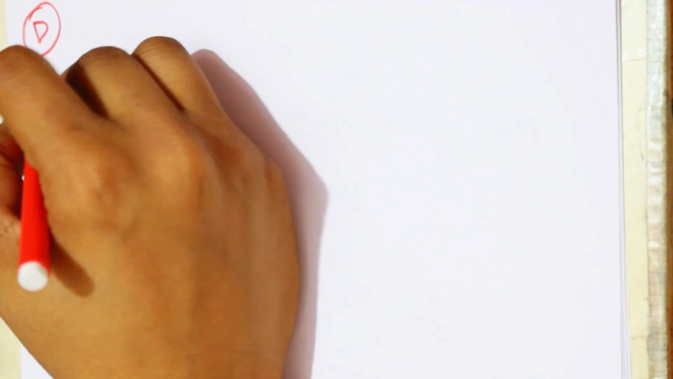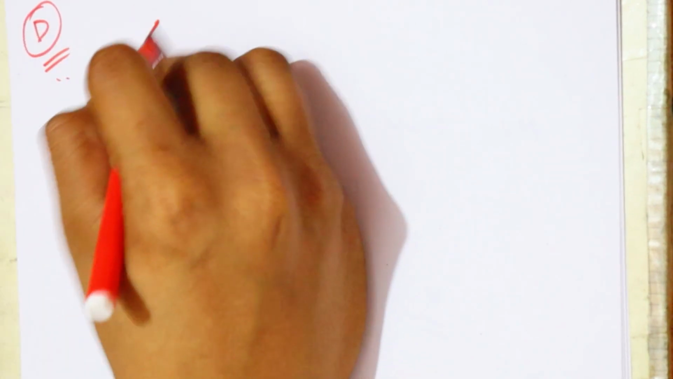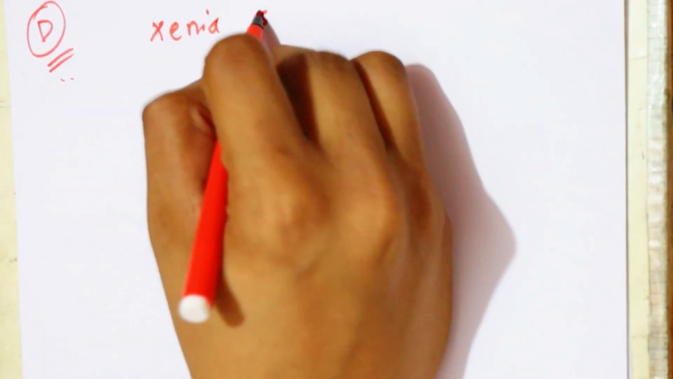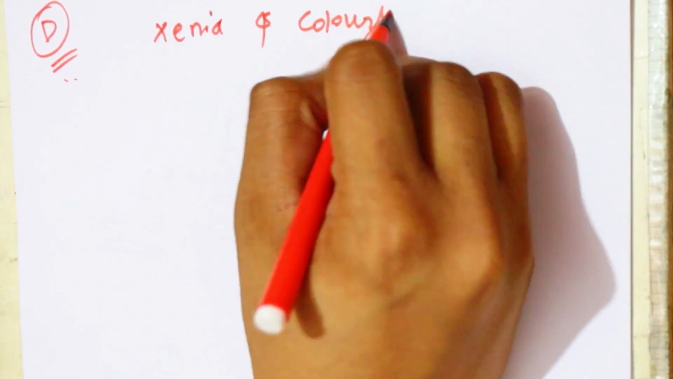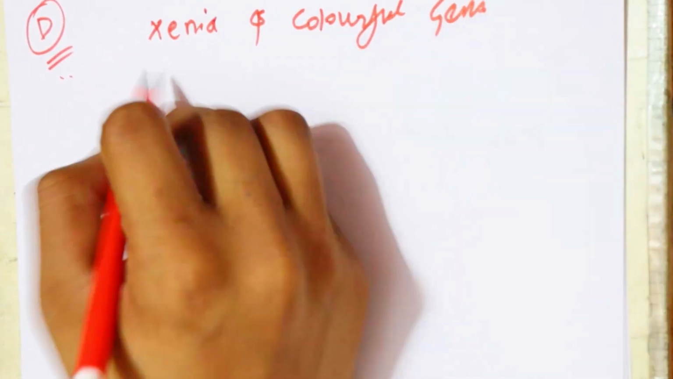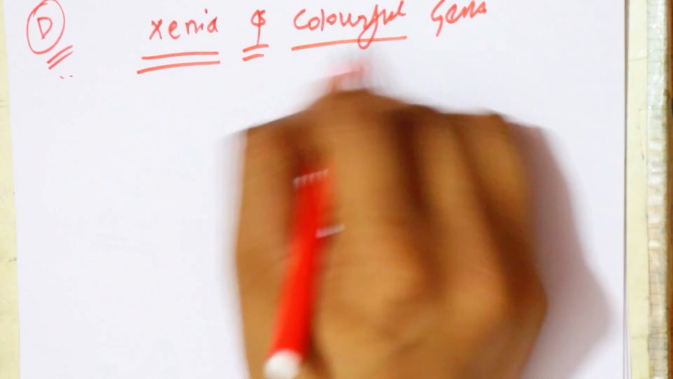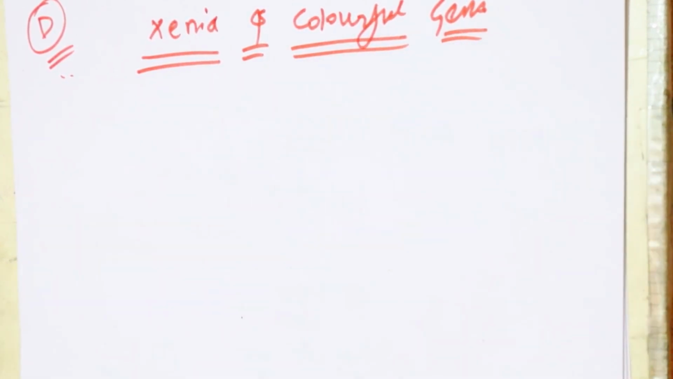In this video we are solving problem D, Xenia and Colorful Gems. First of all I will explain the problem statement, what the problem says and how we want to approach it. So let's see it.